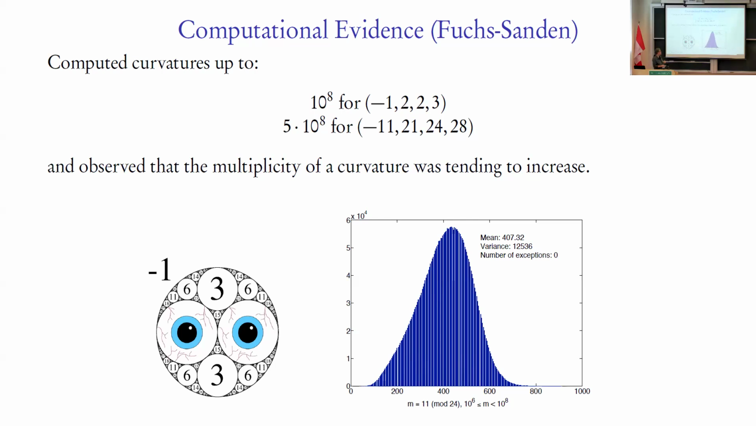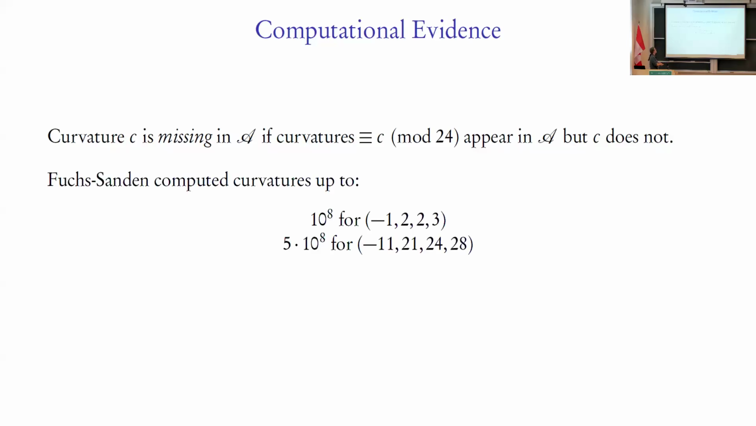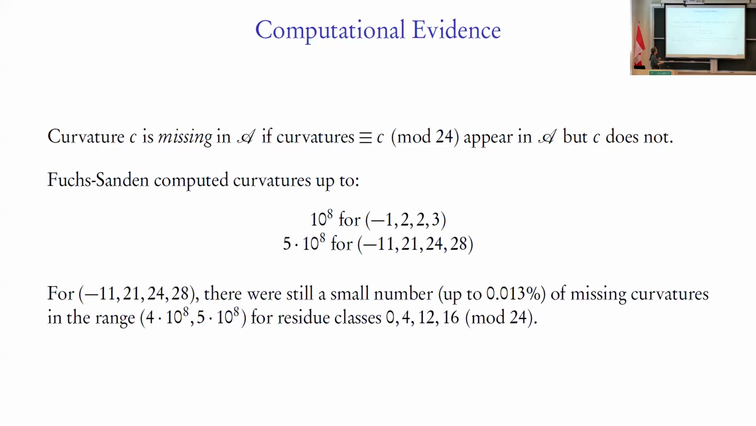Okay? So this provides some evidence. All right, so we'll call a curvature missing if it's allowed mod 24, but it doesn't show up, okay? And that's where they went up to. That's from the previous slide.